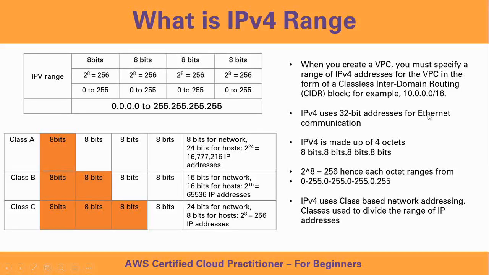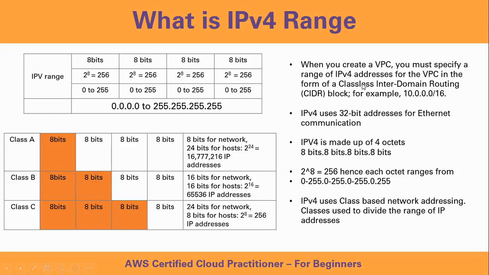IPv4 uses 32-bit addresses for Ethernet communication. IPv4 is made up of 4 octets of 8 bits each. So if you see over here, these 8 bits, 2 to the power 8, equals 256 IP addresses. So each octet could range from 0 to 255. So as a whole, IPv4 is made up of 4 octets, and these 4 octets could range all the way from 0.0.0.0 to 255.255.255.255.